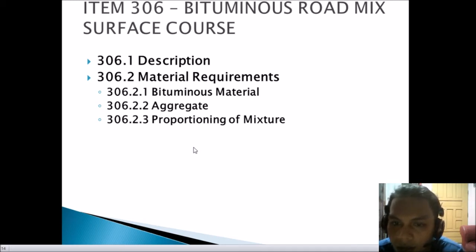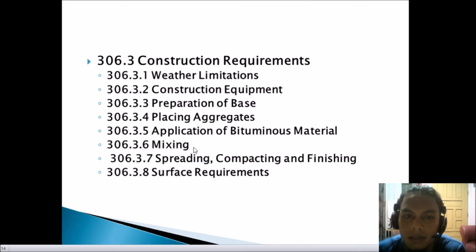So if you are using cutback asphalt, it is 4.5 to 7 mass percent only. Or if you are using emulsified asphalt, it is 6 to 10 mass percent only. The exact percentage to be used shall be fixed by the engineer in accordance with the job mix formula and the quality of performance. So next is 306.3, construction requirements.